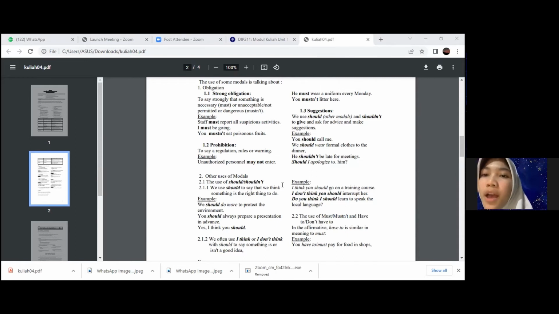2. Other uses of modals. 2.1. The use of should or shouldn't. 2.1.1, we use should to say that we think something is the right thing to do. For example, we should do more to protect the environment. You should always prepare a presentation in advance. Yes, I think you should.